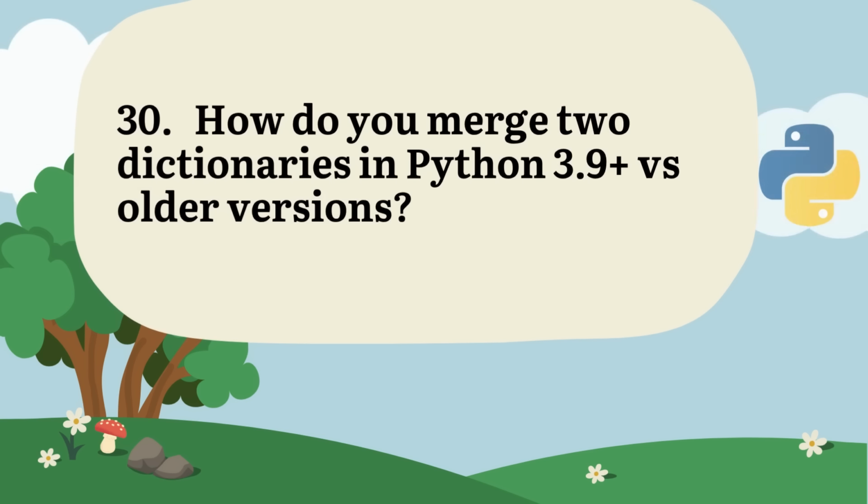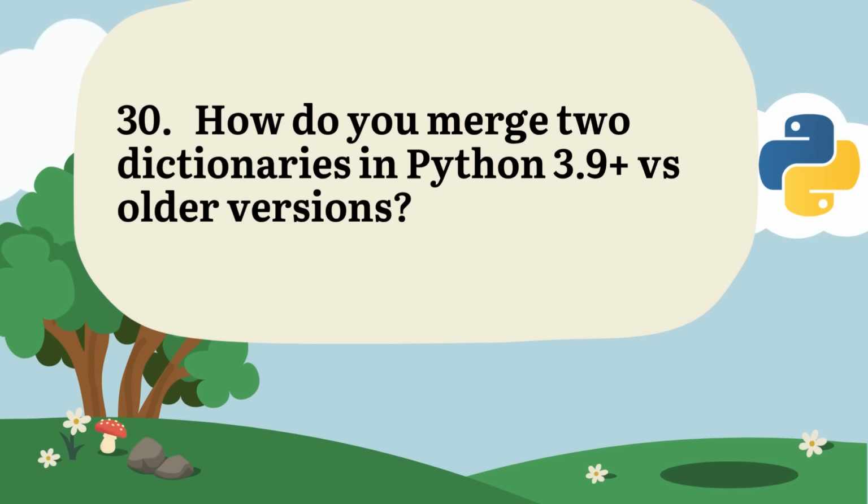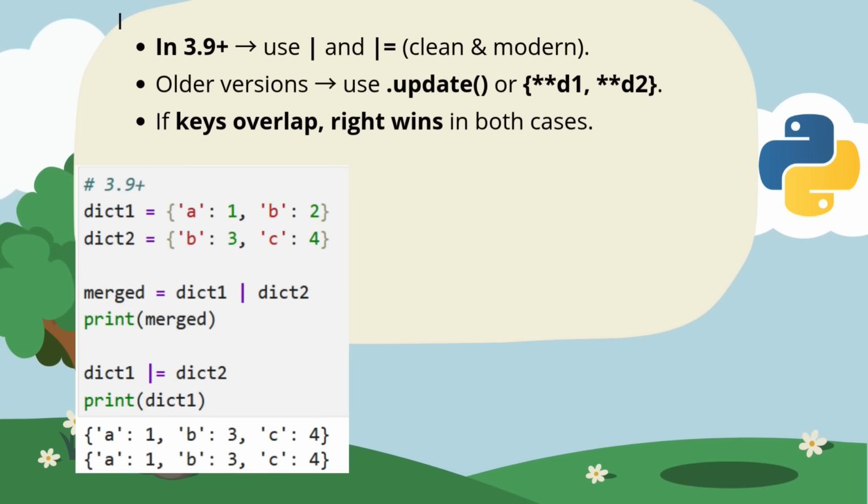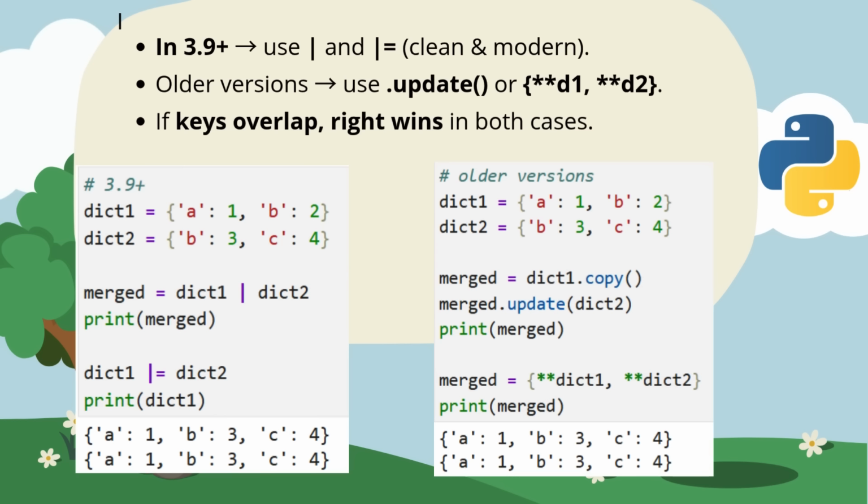Next question, how do you merge two dictionaries in Python 3.9 and above versus older versions? In Python 3.9 and above, you can merge dictionaries with a pipe operator. Before 3.9, people used unpacking with 2 asterisks. Both approaches are handy to know.